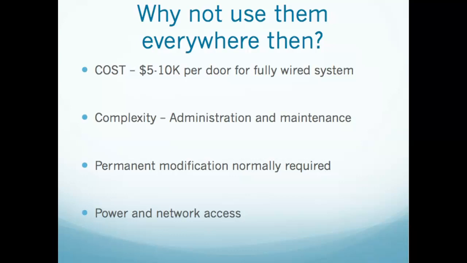runs between $5,000 and $10,000 per door to fully wire in if you have no hardware in place to hook to. They're very complex as far as the administration and maintenance. They need to be programmed. They need to be maintained. They have a preventative maintenance program. They're not easy systems. Normally, you need to make a permanent modification to the building, and you'll see why in a minute when we look at a configuration of one of these systems. But it's not like you can just pop it up and not have to drill holes, not have to run wire, run conduit through your walls, that type of thing.